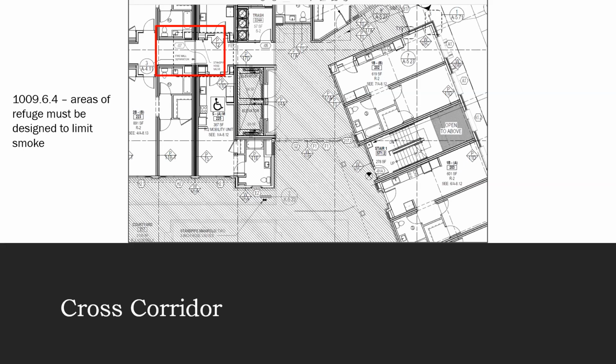So 1009.6.4, that's for separation. It says if someone cannot use a stairwell, then they need an area of refuge that must be designed to minimize the intrusion of smoke. Really, that smoke is that really big thing.